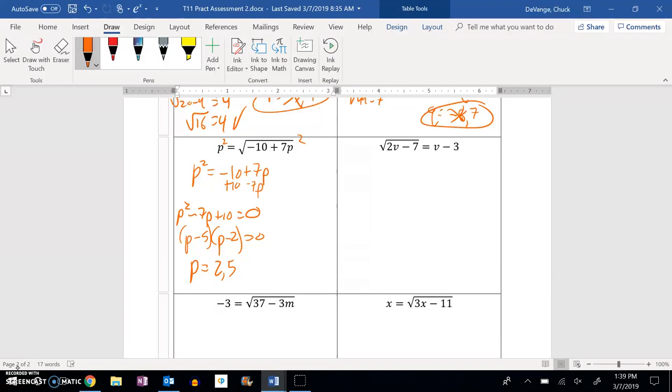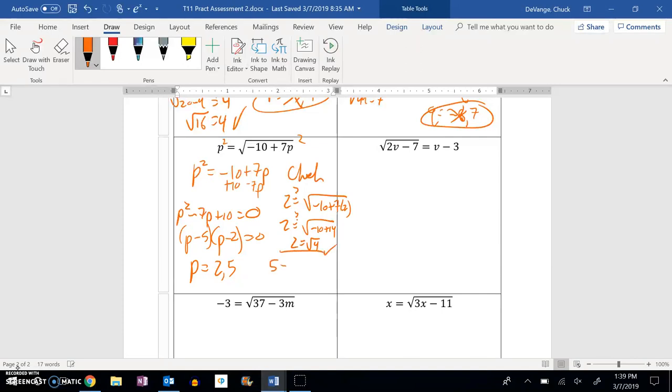Let me plug both those in and see if they work, each of them in, I should say. So I'm going to check. So does 2, p is 2, equal the square root of negative 10 plus 7 times 2? So 2, this would be negative 10 plus 14. That's square root of 4. Yeah, that equals 2. So 2 works.